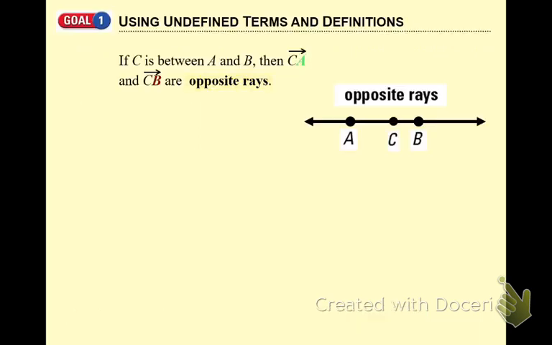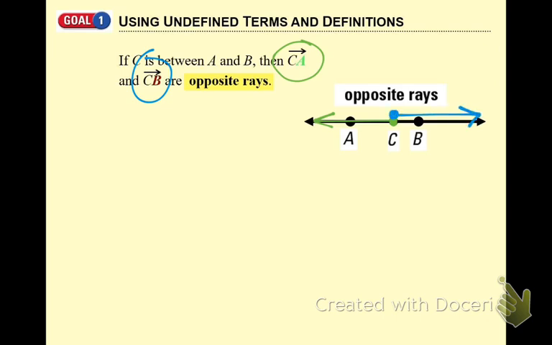It's fine. All right, so if C is between A and B, then CA and CB are opposite rays. So your new word to learn is opposite rays, and I'll show you why. If we're talking about CA, this is not on your paper, we're just talking. What is the endpoint of ray CA? C, and it goes off in the direction of A. Then we have CB. What's the endpoint of CB? C, and it goes off in the direction of B.